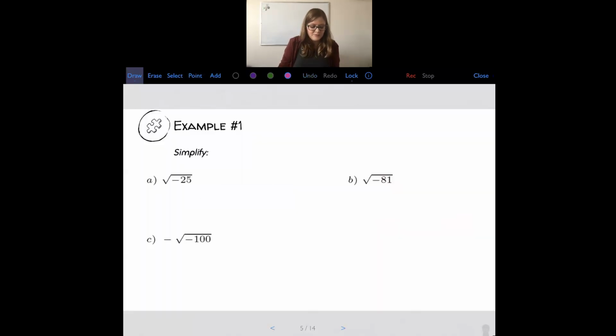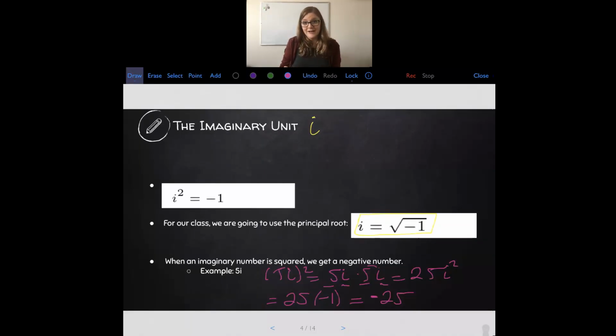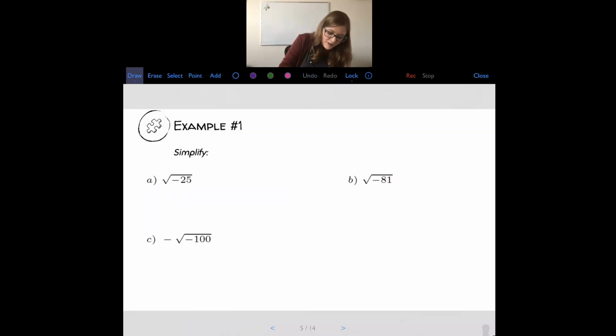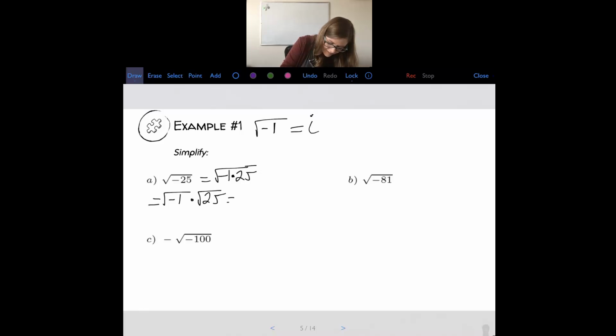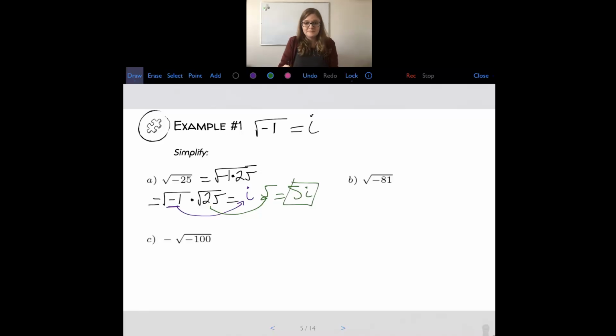Okay, so let's do some examples. Simplify the square root of negative 25. As you just saw on the previous slide, it's 5i because 5i times 5i is negative 25. Well, let's talk about how to break this down. What we're really going to be using is the square root of negative 1 equals i. So the square root of negative 25 can be rewritten as the square root of negative 1 times 25. If we break it up, it's the square root of negative 1 times the square root of 25. The square root of negative 1 is i, and the square root of 25 is 5. So i5, or let's just write this as 5i.